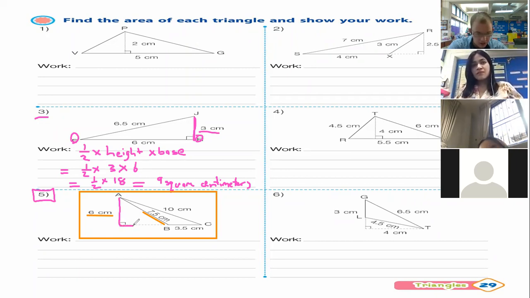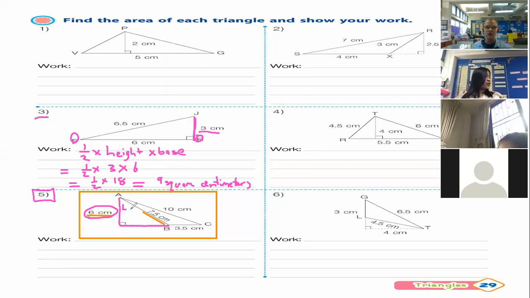As you can see, this triangle was not drawn properly enough, so we had to extend the base to make the base longer so that we can draw that perpendicular line. That's why we use the 6 as the height, because it's the line that's running perpendicular at a 90-degree angle to the base. And you can see all it did was it just made the triangle bigger.